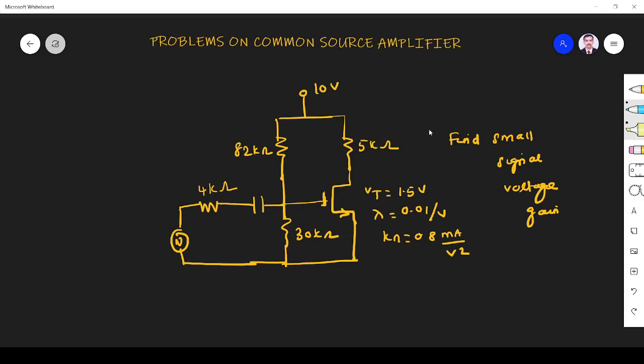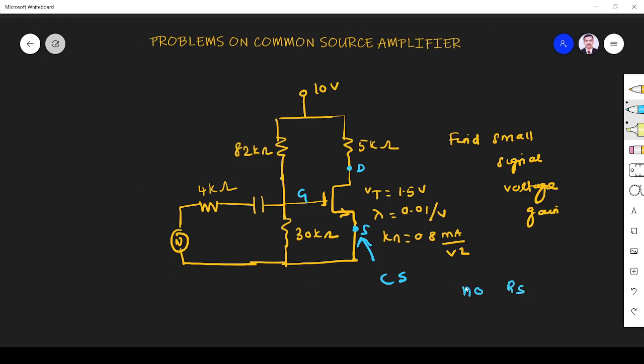Hi friends, in this video let us solve common source amplifier related problems. The question is to find the small signal voltage gain, and they have given a common source amplifier. Why is it a common source amplifier? You see, this is drain, gate and source, and the source terminal is grounded, so it is common source. And there is no source resistor, so it is a basic common source amplifier.